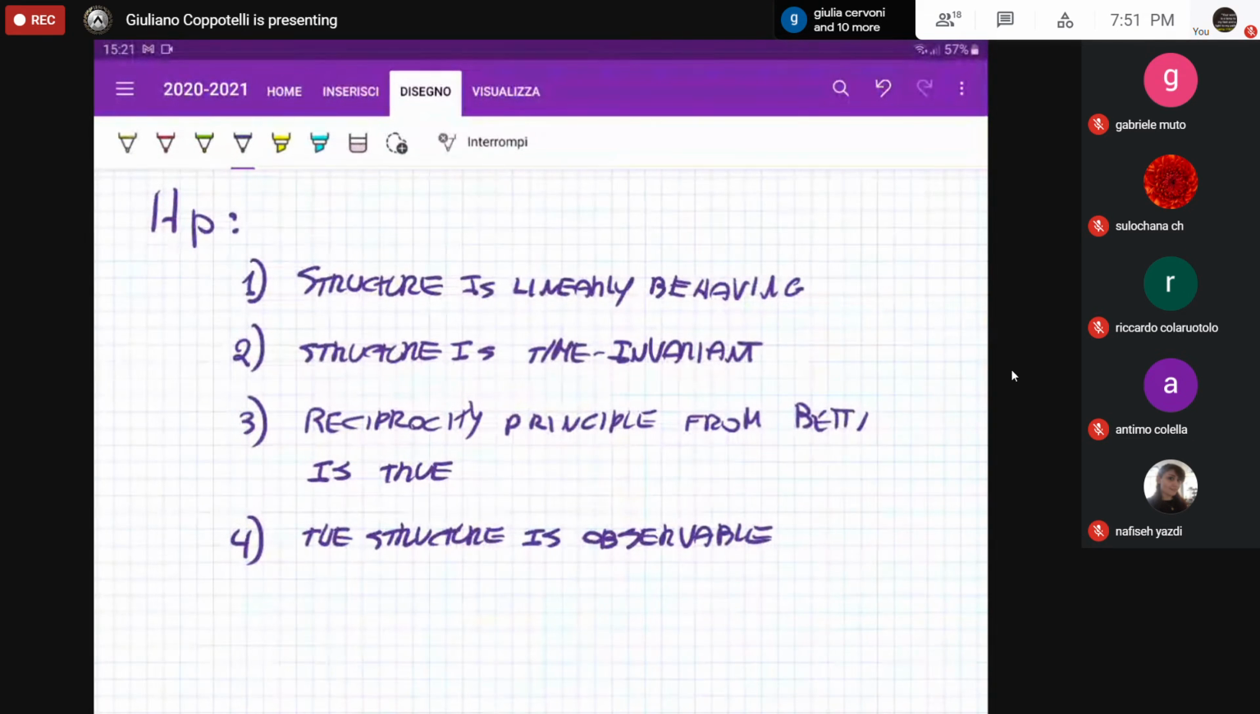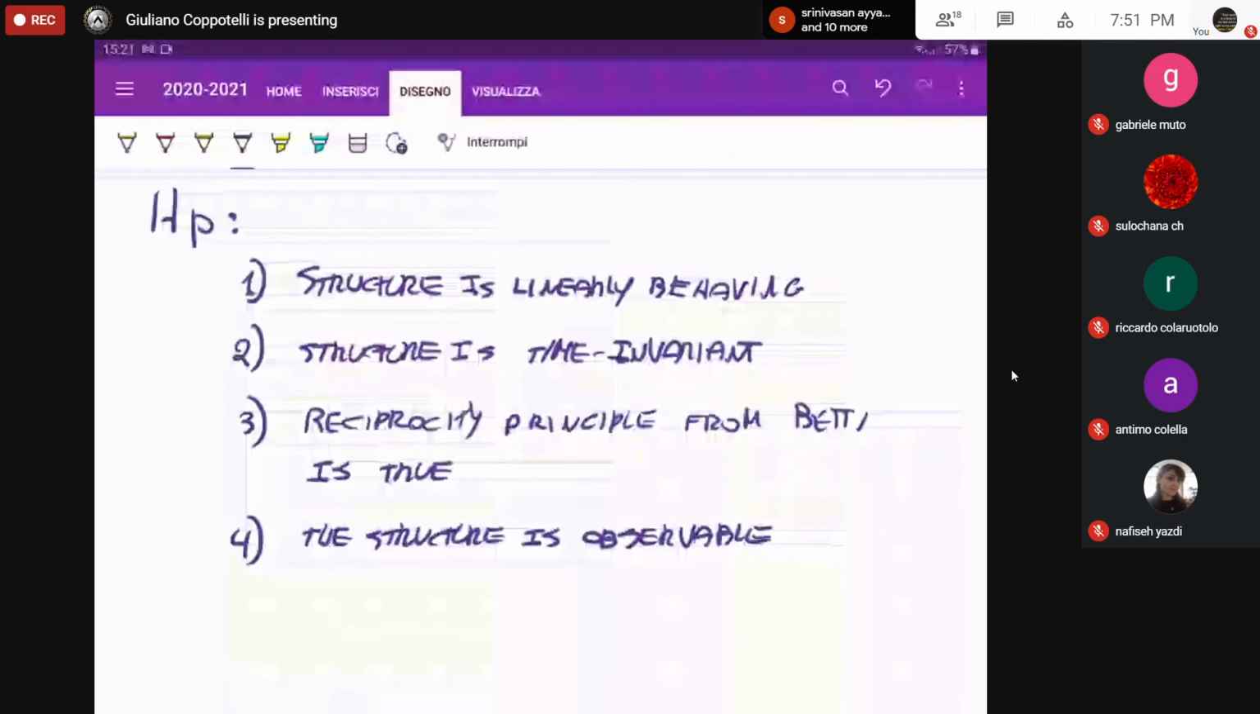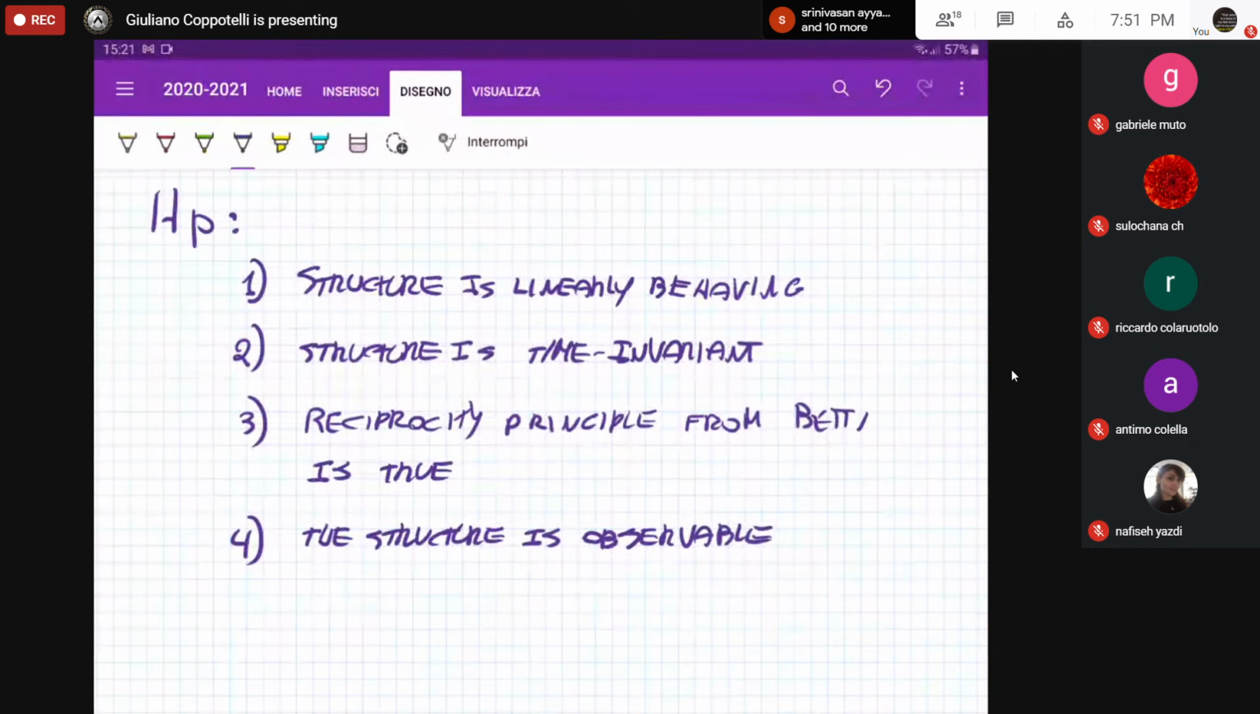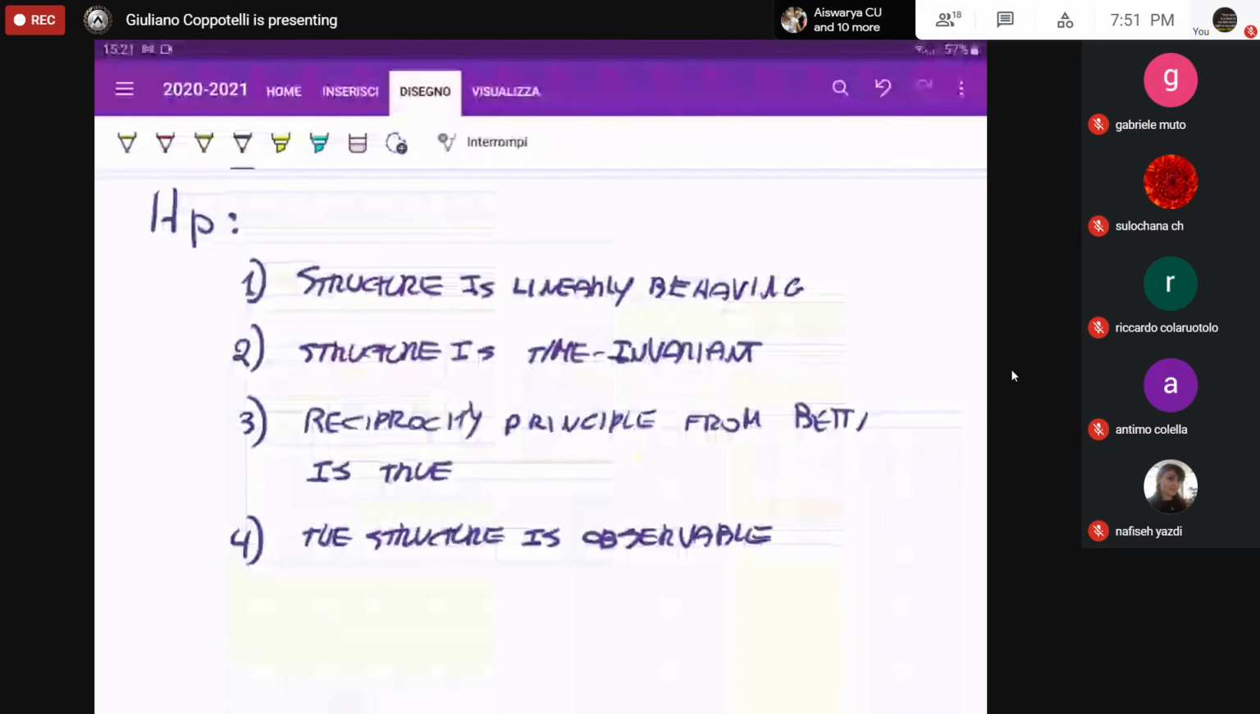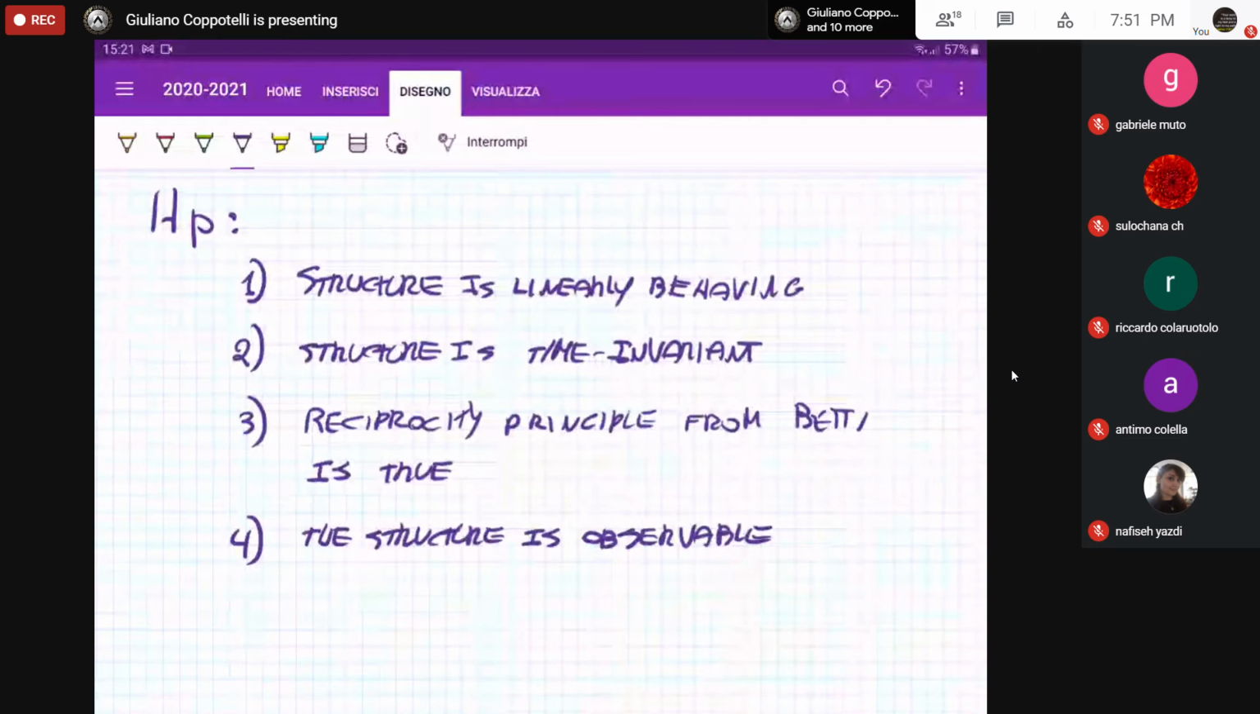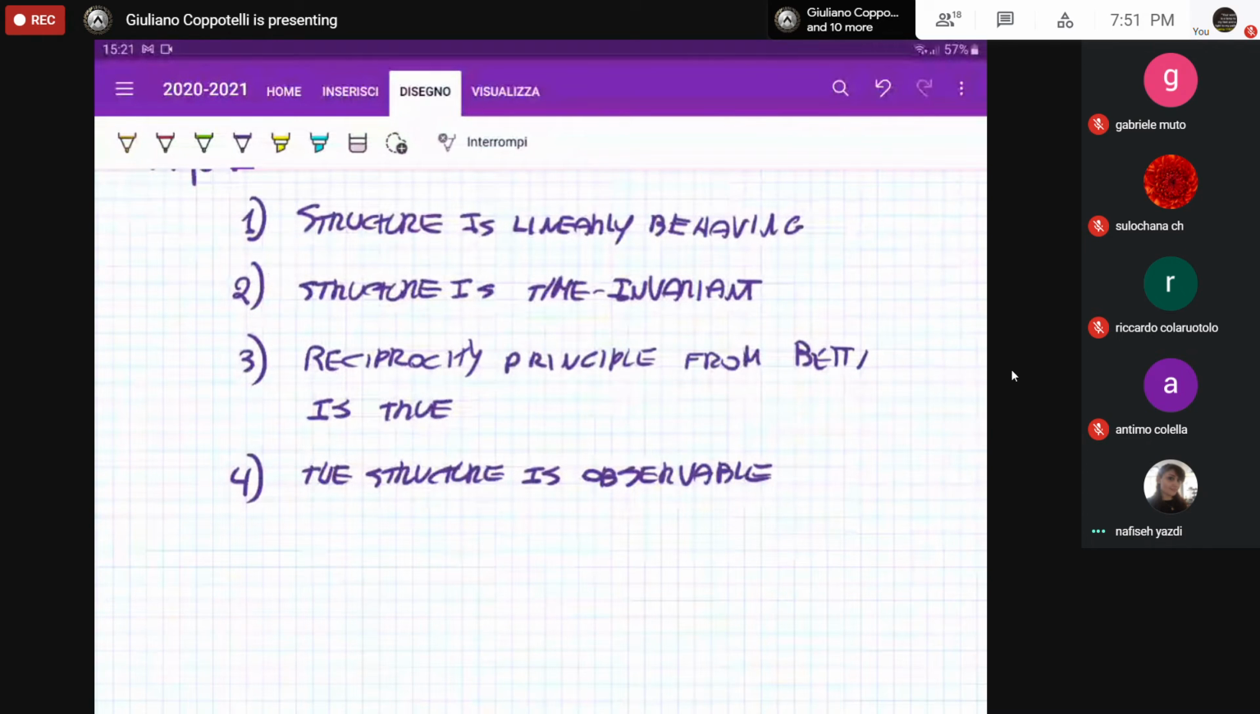And the structure is observable. It means simply that the measured quantities, the input and the output, allow us to perfectly identify the system. Let me write this one, because sometimes this last point is not very well considered.